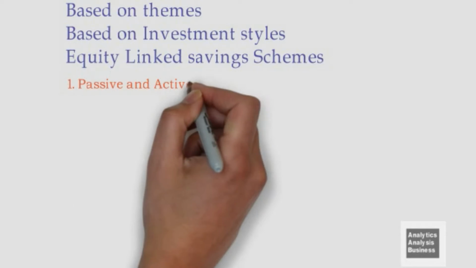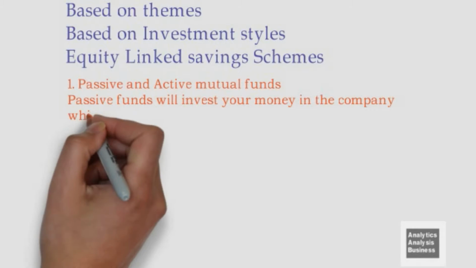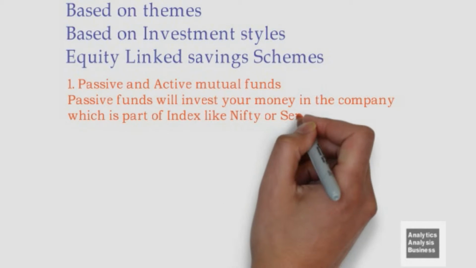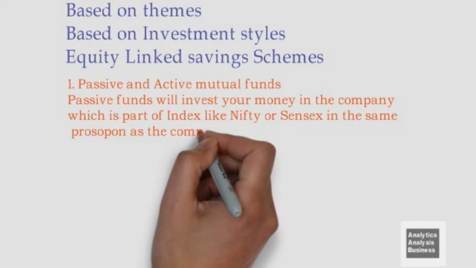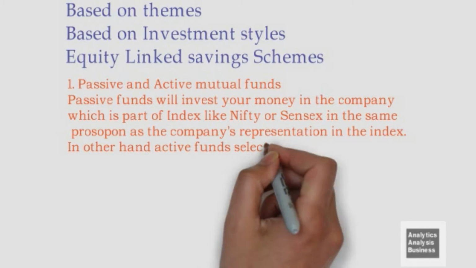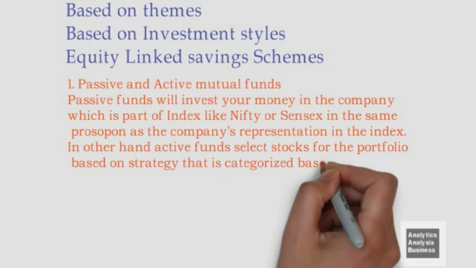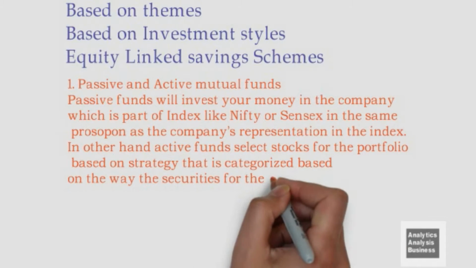1. Passive and active mutual funds. Passive funds will invest your money in the companies which are part of an index like Nifty or Sensex, in the same proportion as the company's representation in the index. On the other hand, active funds select stocks for the portfolio based on a strategy, categorized based on the way the securities for the portfolio are selected.